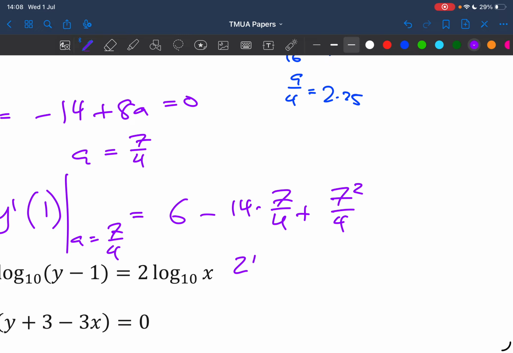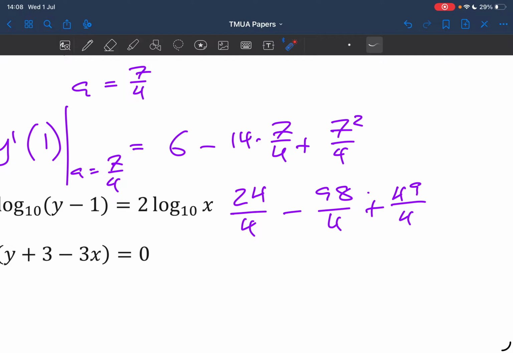So I've got 24 over 4. 7 times 7 is 49. So if we had more, like 2 of those, it's going to be 98. And then this is a 49. Those two together make negative 49. 24 take 49 is minus 25.